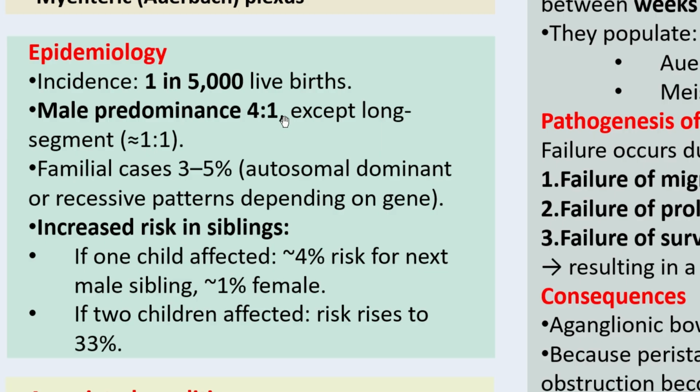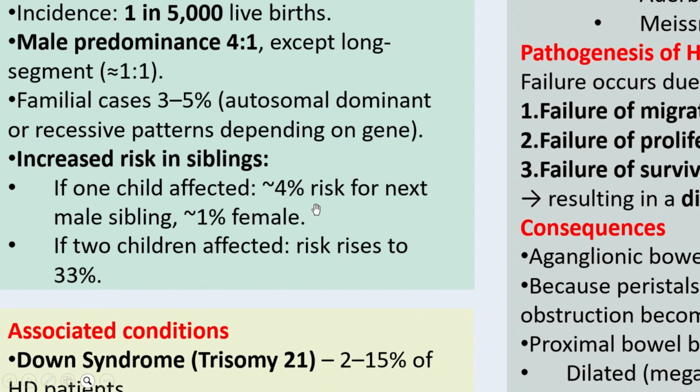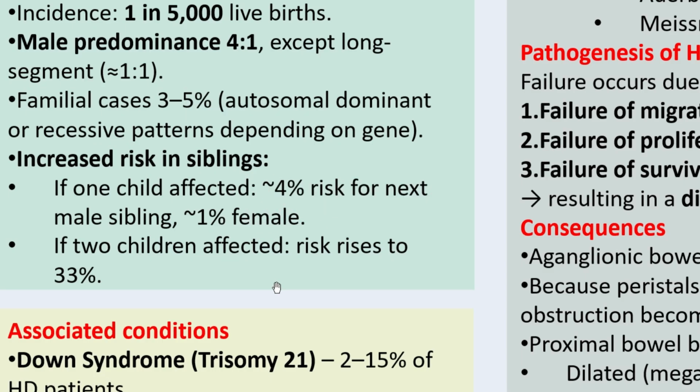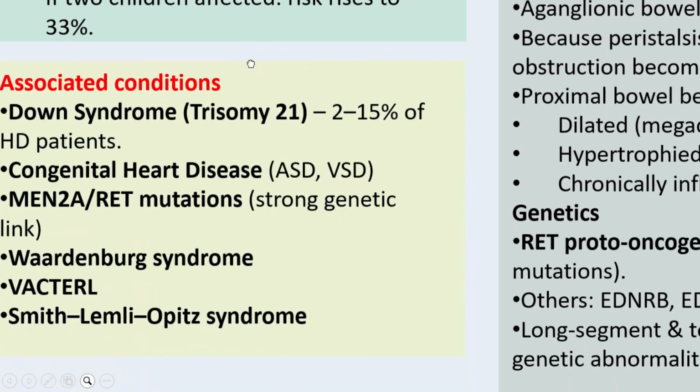We have autosomal dominant or recessive patterns depending on the genes involved. And then we have increased risk in siblings. For example, if one child is affected, there's approximately a 4% risk for the next male sibling, while we have a 1% risk for the next female sibling. And if 2 children are affected, the risk rises up to 33%.